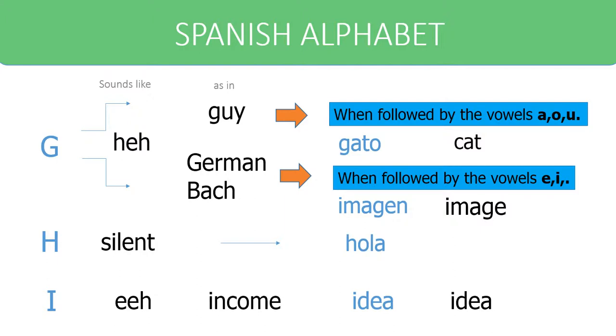So let's remember all sounds. We have G, H, I. And do you remember the letters that we have learned so far? Remember, is A, B, C, D, E, F, G, H, I.